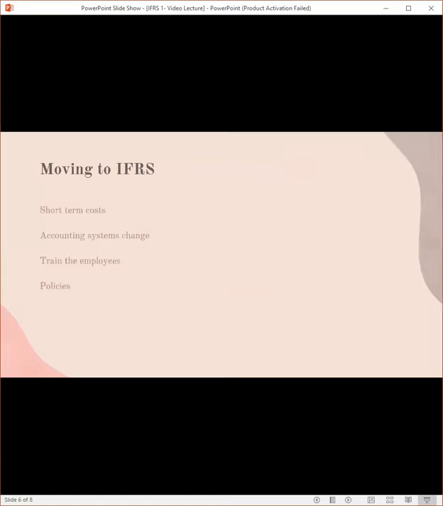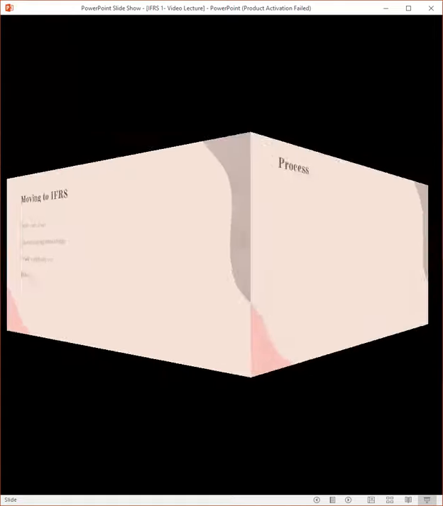Now moving to IFRS, of course, brings a couple of challenges with it, not necessarily disadvantages, but a couple of challenges. There are, of course, short-term costs that are incurred. Accounting system will change. You have to train your employees. There are changes in accounting policies, but all of this is only for the short term. In the long term, IFRS definitely is of utmost advantages to the company.